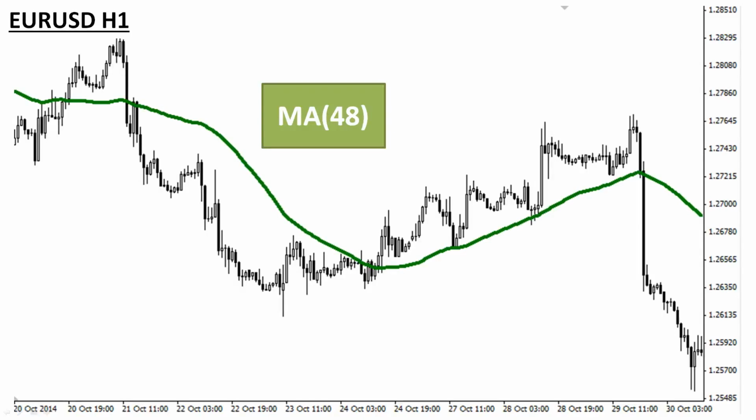You can see that the average went first down, then it started picking up, and then it started going down again. So how can you use the moving average in your trading? There are several methods of using the moving average, but we'll look at the 2 main ones, the 2 most simple, straightforward, and most frequently used methods.